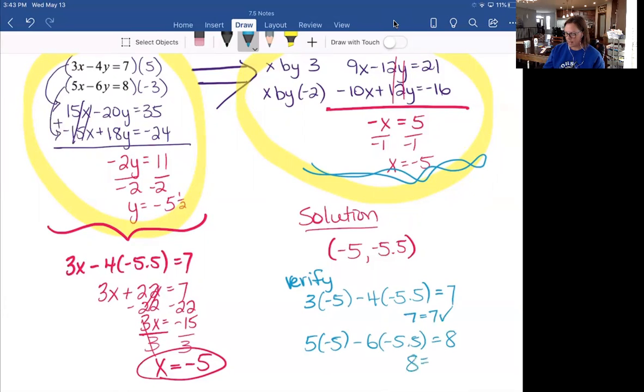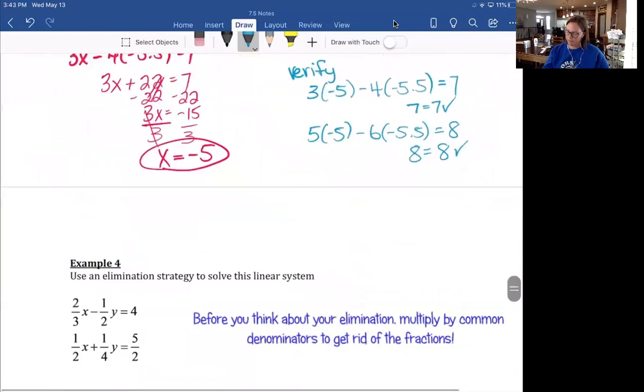And I get 8 on both sides. So that's how I know my solution is correct.